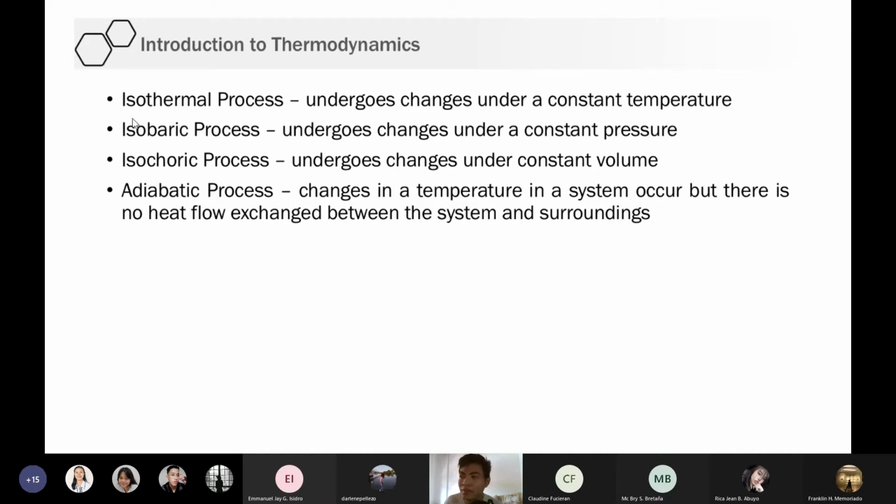Okay. So again, we have isothermal, constant temperature, isobaric, constant pressure, isochoric, constant volume, and then the last one, we have the adiabatic process, in which there is no heat flow. It doesn't mean na kapag walang heat flow ay walang temperature change. Is temperature equivalent to heat? Not really. Because we actually define temperature as the speed of the molecules.